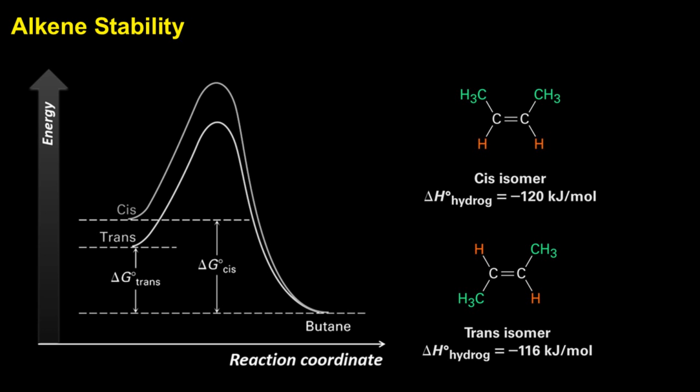To back this up with data, let's take a look at the hydrogenation values for cis and trans isomers. The cis isomer releases about 120 kilojoules per mole, while the trans isomer gives off slightly less, around 116 kilojoules per mole. And remember, the less heat released, the more stable the alkene was to begin with. So overall, the trans isomer comes out more stable.